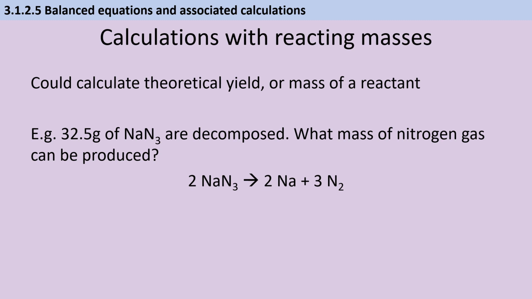Start answering a theoretical yield question by doing your housekeeping and removing anything that's not part of the question, and then writing down the Mr of the other substances. Use mass is Mr times moles to work out the number of moles of the substance that you do have the mass for.